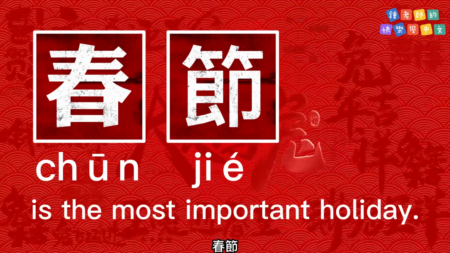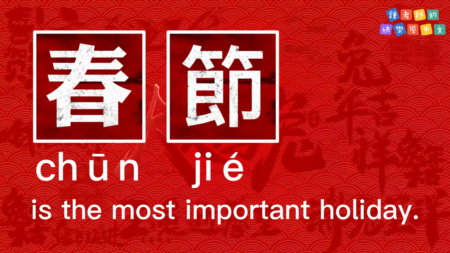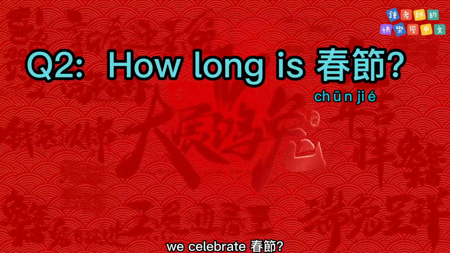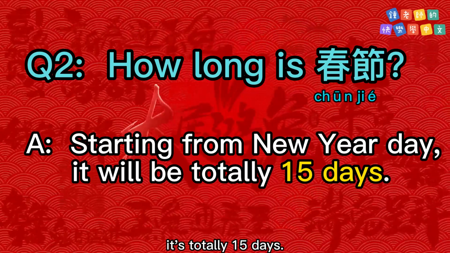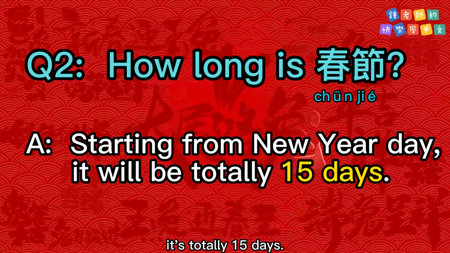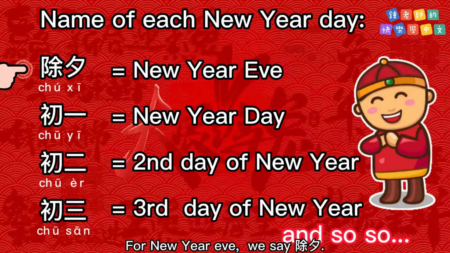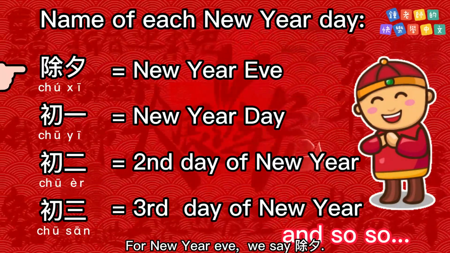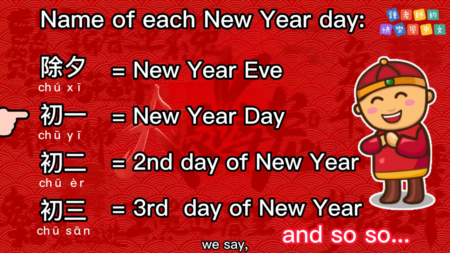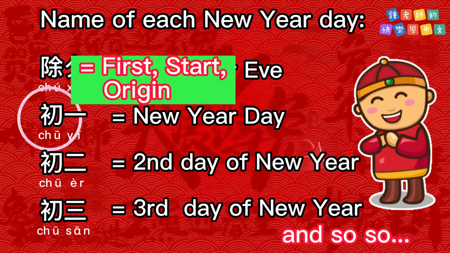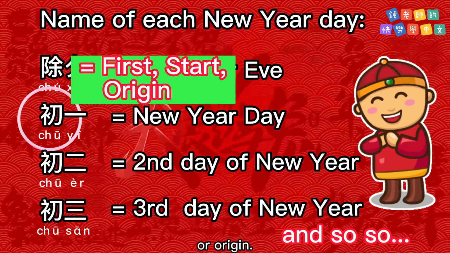春节 is the most important holiday for Chinese. Do you know how long we celebrate 春节? Starting from New Year Day, it's totally 15 days. It's a long period of time. For New Year Eve, we say 除夕. For New Year Day, we say 初一. 初 means first, start, or origin.